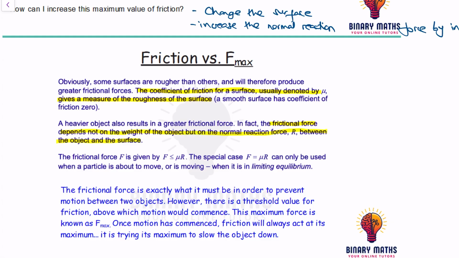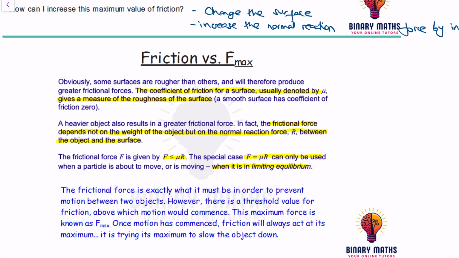The frictional force F is given by F is less than or equal to mu times R. The special case F equals mu times R can only be used when a particle is about to move or is moving, when it is in limiting equilibrium. The frictional force is exactly what it must be in order to prevent motion between the two objects. However, there is a threshold value for friction above which motion would commence.